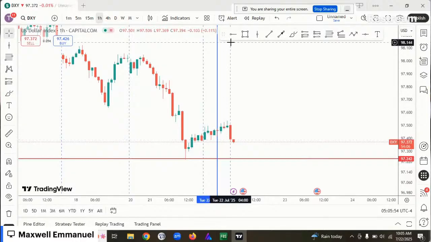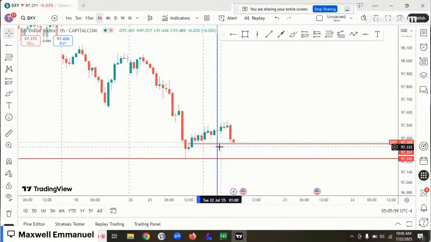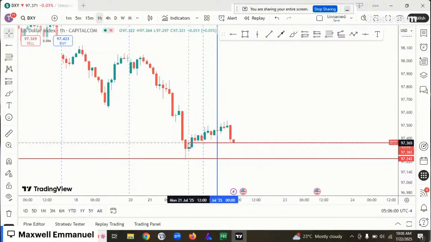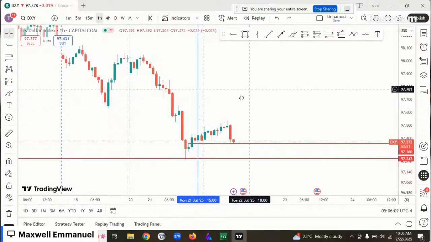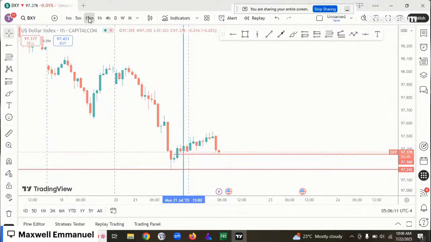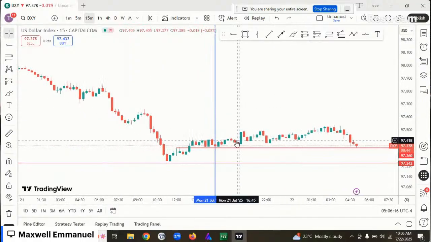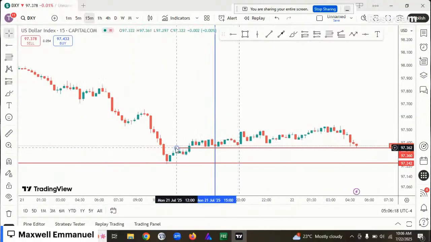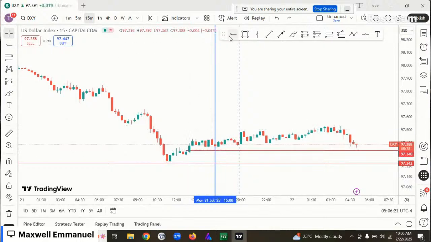At this point, a fair value gap was created, which I believe is the reason for the current pullback we are seeing in the market. You can see the fair value gap. Let's go down to 15 minutes, and you will see it clearly. The fair value gap is created on the 15 minute time frame, and I believe this is the reason for the current pullback in the market.